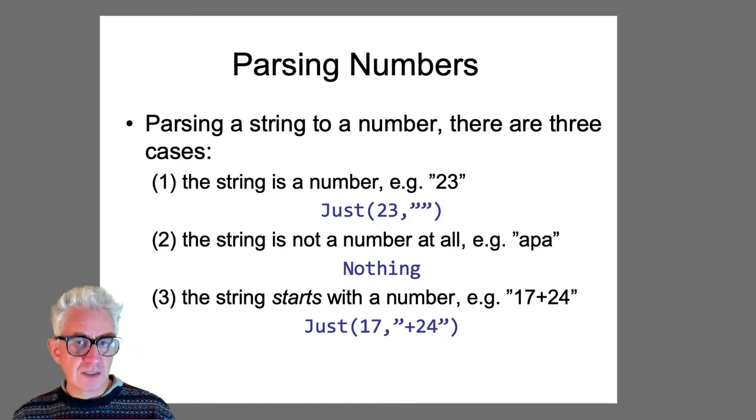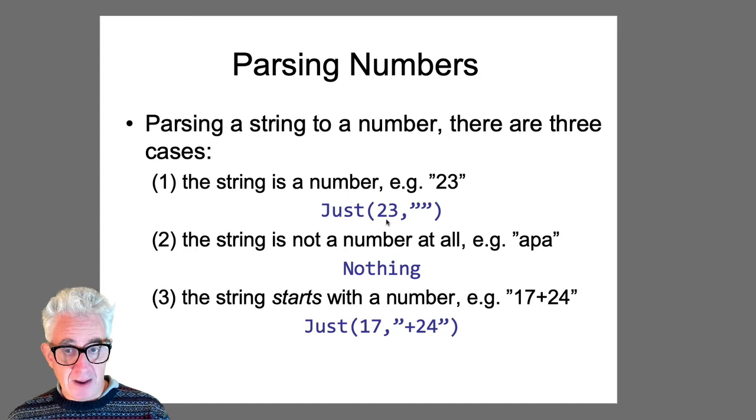So if we want to parse numbers, we have a string and we want to extract the number that is represented in that string, then we have indeed these three cases. If the string is a number, then what we should get as a result is just the number and the empty string, indicating that there's nothing else to do. If the string is not a number at all, we should get nothing. And if the string starts with a number, we should get the number together with the rest of the string. So this idea will be the core idea for defining and working with parsers.